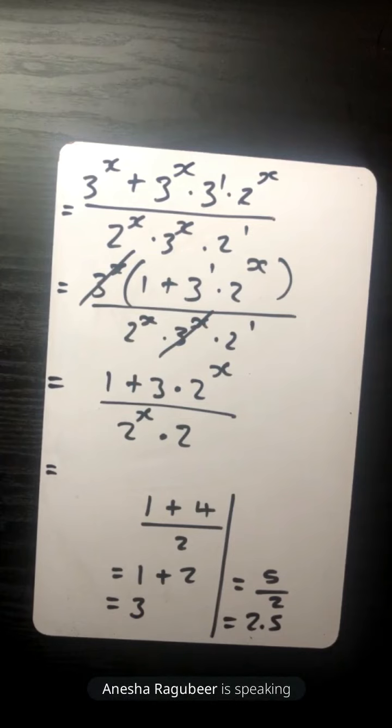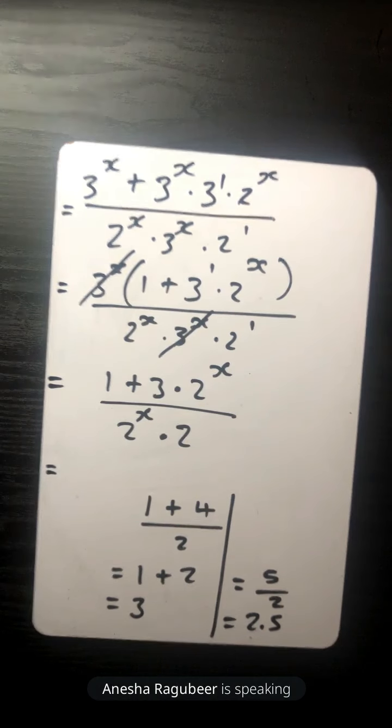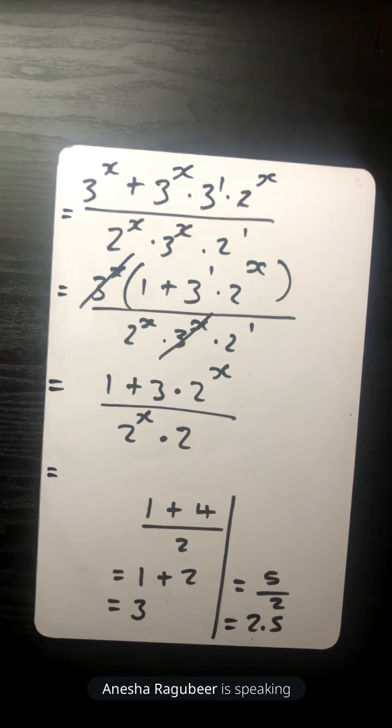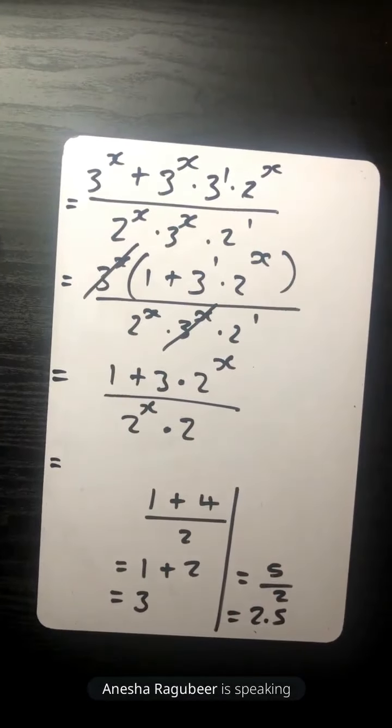So for both, you get 2.5, 2.5. Is it for both? Yes, because 5 over 2 is 2.5, and 1 plus 4 over 2 is 2.5.